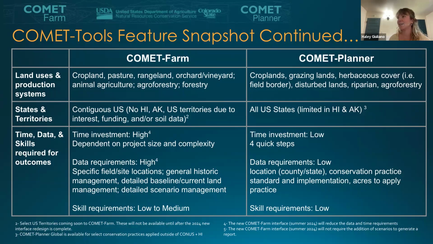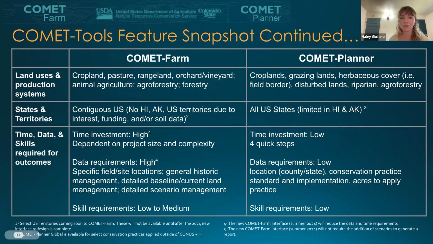And then with COMET-Planner, again, it was created as a simple tool for regional assessments. And so it just takes about 10 seconds really to generate your report, which involves clicking on your location, selecting which class of conservation practice standards you're looking at, and then how many acres you'd like to apply it to. So it doesn't take a lot of information. You just need a general idea of what kind of practices you're looking for.